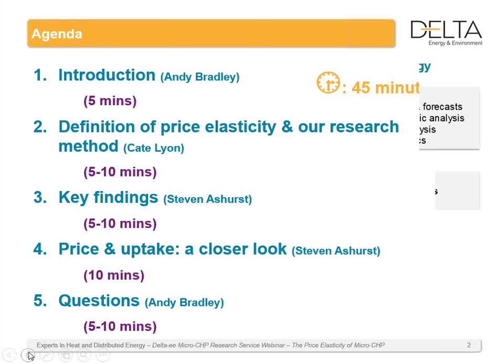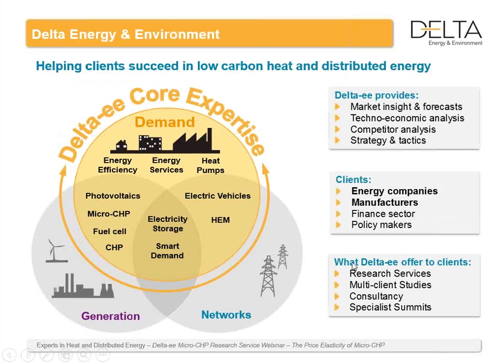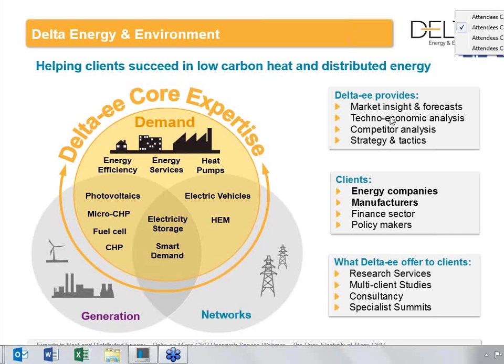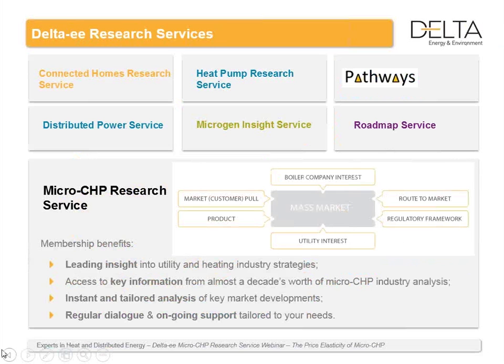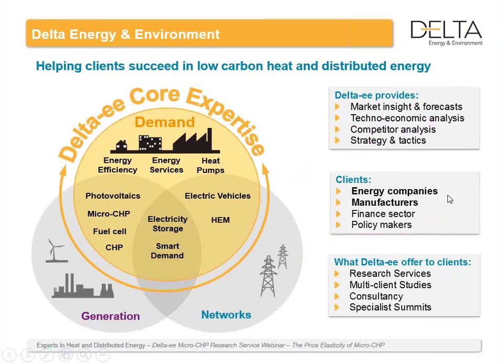So just a very brief introduction for those that may not be familiar with Delta. We're an energy research company based in Edinburgh. We focus on helping clients succeed in low carbon heat and distributed energy. So the technologies that you can see highlighted in the orange bubble here are really the technologies and markets that we focus on as an energy consultant. We're very much a commercial consultant, so we advise clients in terms of market forecasts, analysis, competitor analysis, strategy and tactics. And our primary client groups are the energy companies, the big European and Asian utility companies, and the manufacturers of many of the technologies that you see on this chart.